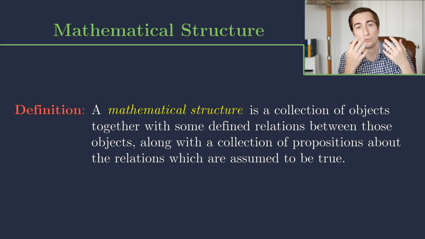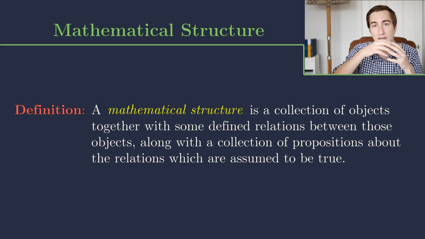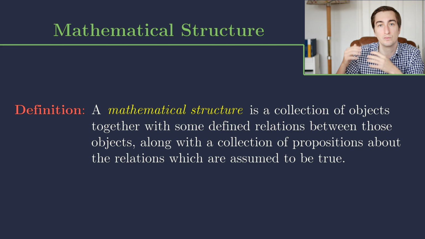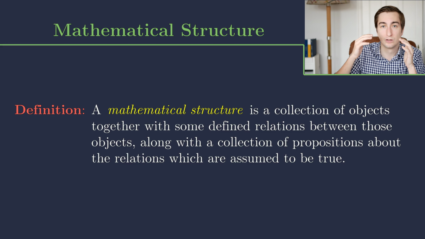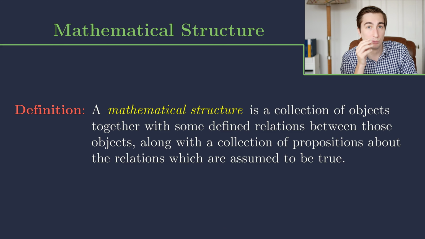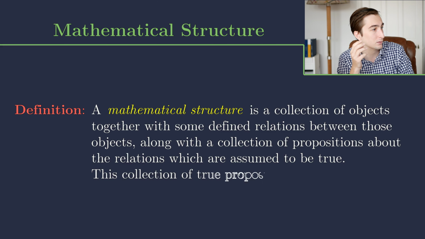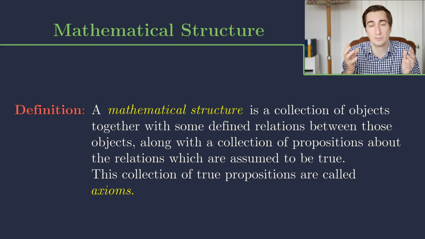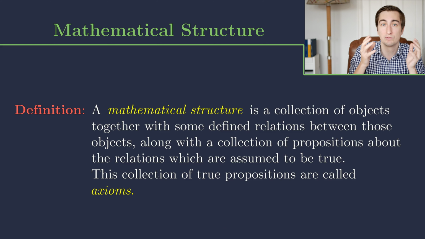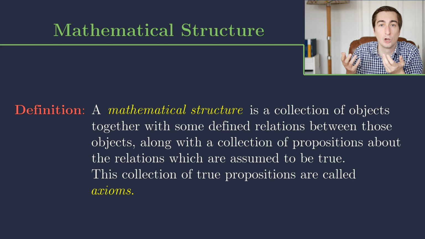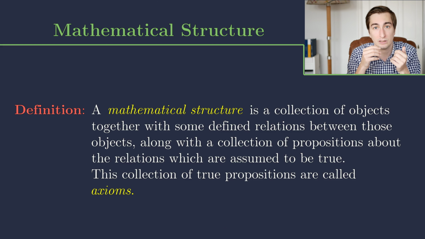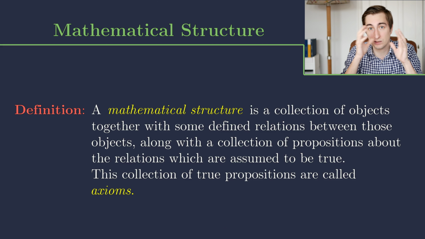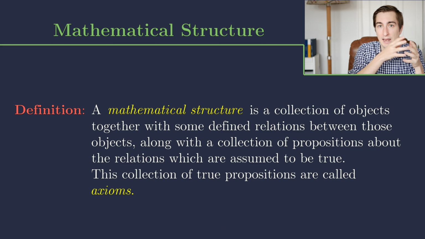And then with those relationships, we collect together a series of propositions which we assume to be true about those relations between those objects. And we refer to those propositions as the axioms. So the collection of true propositions are called the axioms. That's our axioms of our mathematical structure. Those are the things that are assumed to be true. The word axioms follows from the word axiomatic, meaning self-evident. These things are self-evidently true. And that's the framework that we start proving things in anything in mathematics.